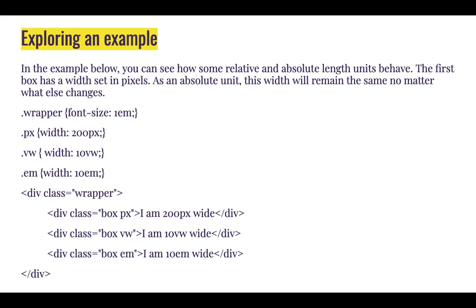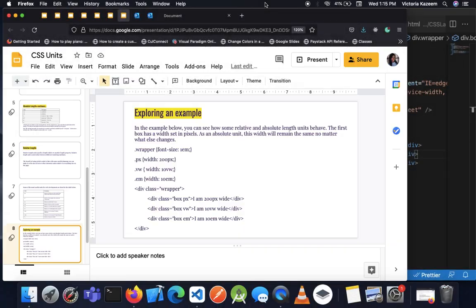The first box has a width set in pixels, and it is an absolute unit. As an absolute unit, this width will remain the same no matter what else changes. This is the element we are using in this example. It is a div with a class of wrapper. So for the first box, we applied a width of 200 pixels. So this is what it will look like on a browser.